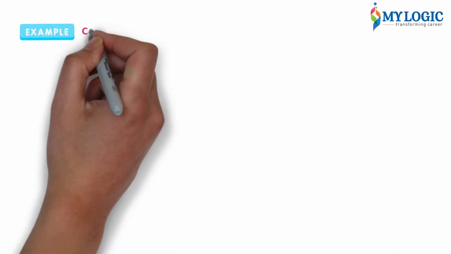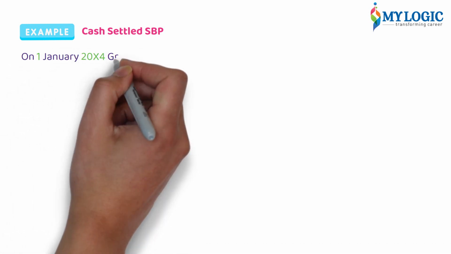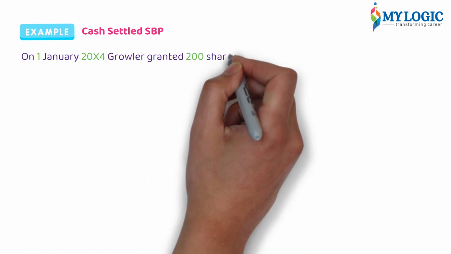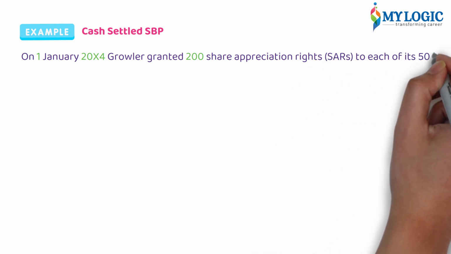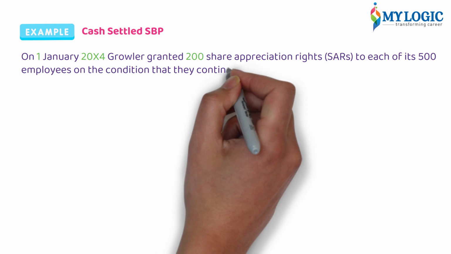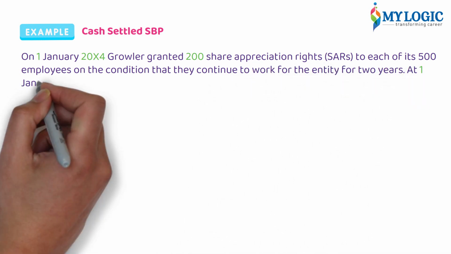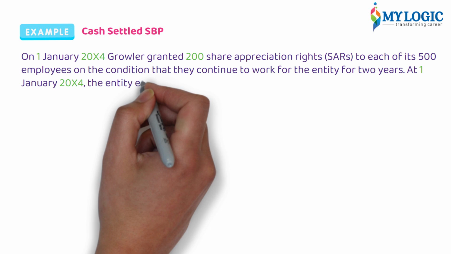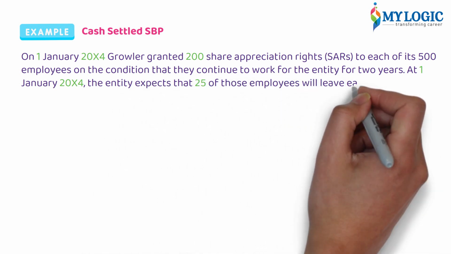Example question. Cash settled SBP. On 1st January 2014, Growler granted 200 share appreciation rights, SARs, to each of its 500 employees on the condition that they continue to work for the entity for 2 years. At 1st January 2014, the entity expects that 25 of those employees will leave each year.